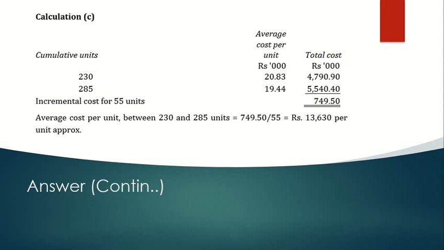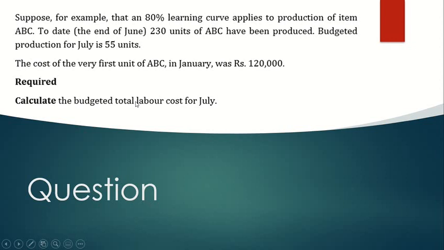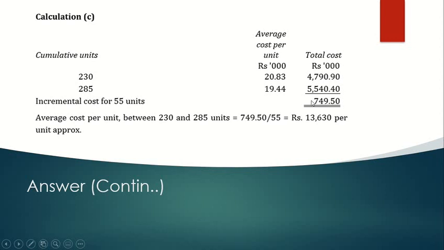Right. So this is the answer. They are asking in this question, what is the budgeted total labor cost for July? In July, we are expecting to produce 55 units, which means this incremental cost will be the budgeted cost for July.